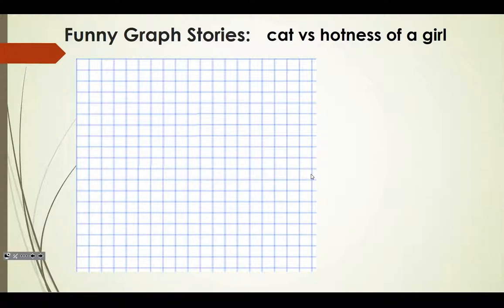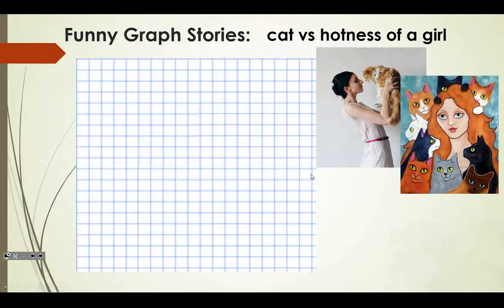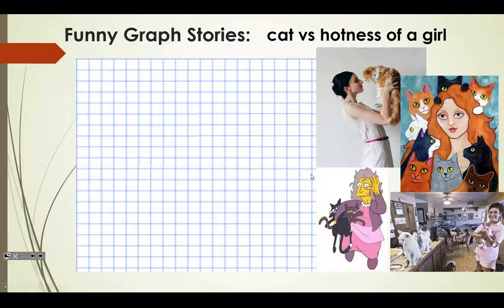All right, so the first part is not in your notes, so we're just going to do it from up here. There's 3 graphs that we're going to talk about, and where you guys are going to help me build. So if I were to do funny graph stories, these will hopefully stick in your head. Cats versus hotness for a girl. Depending on how many cats they have, one cat might still be a cute girl. Many cats? Really, really a lot of cats? Crazy cat lady? Maybe.